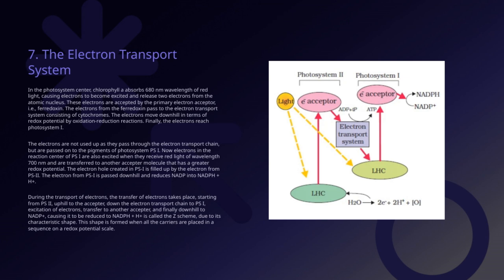Focusing on the photosystem center, chlorophyll absorbs light at 680 nanometers, which excites electrons and causes two to be released from the atomic nucleus. These electrons are captured by a primary electron acceptor called ferredoxin. Then, the electrons move through the electron transport system, which involves cytochromes, in a series of oxidation-reduction reactions. As they move downhill in redox potential, they transfer energy efficiently until they finally reach PSI again. This entire system is crucial because it provides the reducing power needed for the Calvin cycle and ultimately drives the synthesis of sugars in photosynthesis.